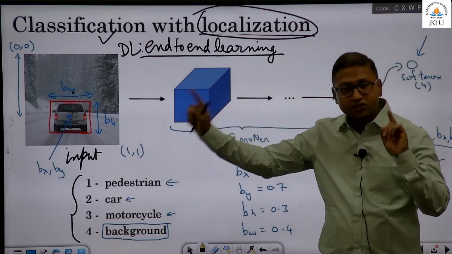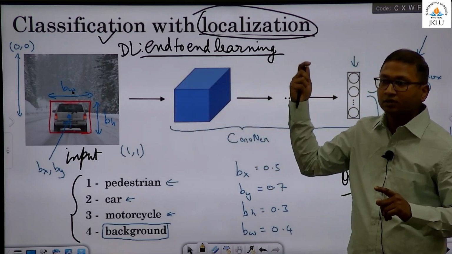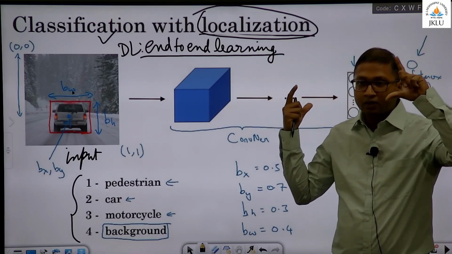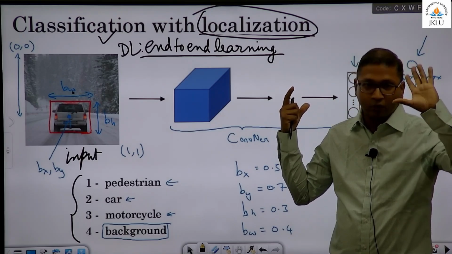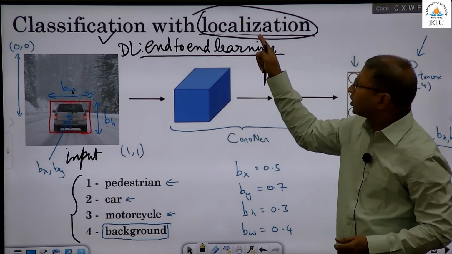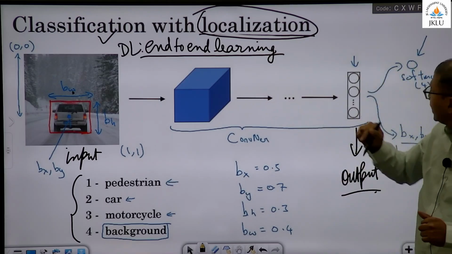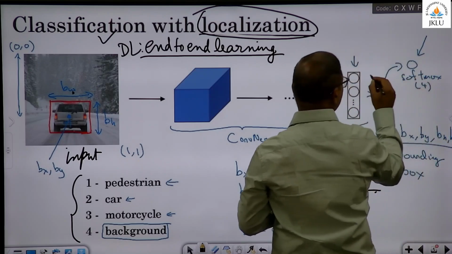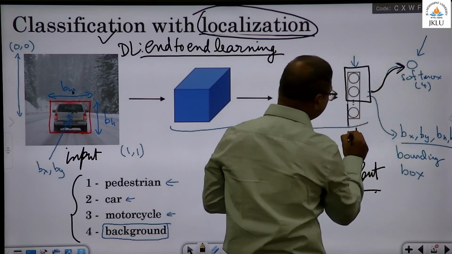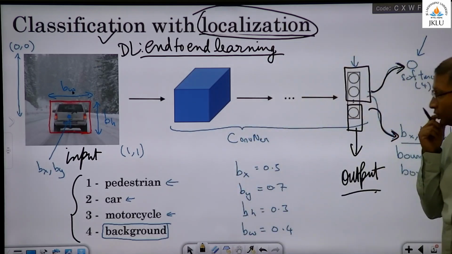So if you were just doing classification, what will you do? Input image, pass it through a convolution network, and then finally you will have 4 neurons in the output. You will do softmax there and done. Okay. Is that enough for localization? No, you need more. What do you need? Bounding box. So you have softmax of size 4, this one. But you also need to give me the coordinates bx, by, bh, bw, which is the bounding box.